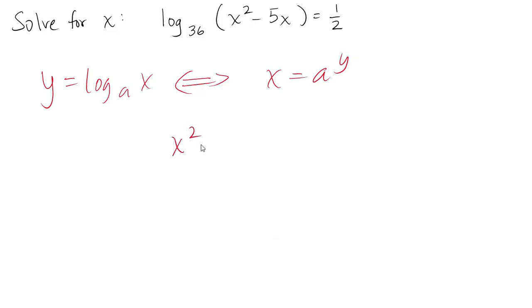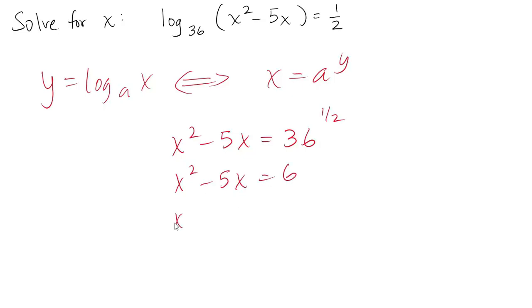The input to the logarithm goes by itself on one side. The base of the logarithm is the base of the exponential expression. The output of the logarithm is the exponent. 36 to the 1/2 means the principal square root of 36, which is 6. So this is x squared minus 5x equals 6.